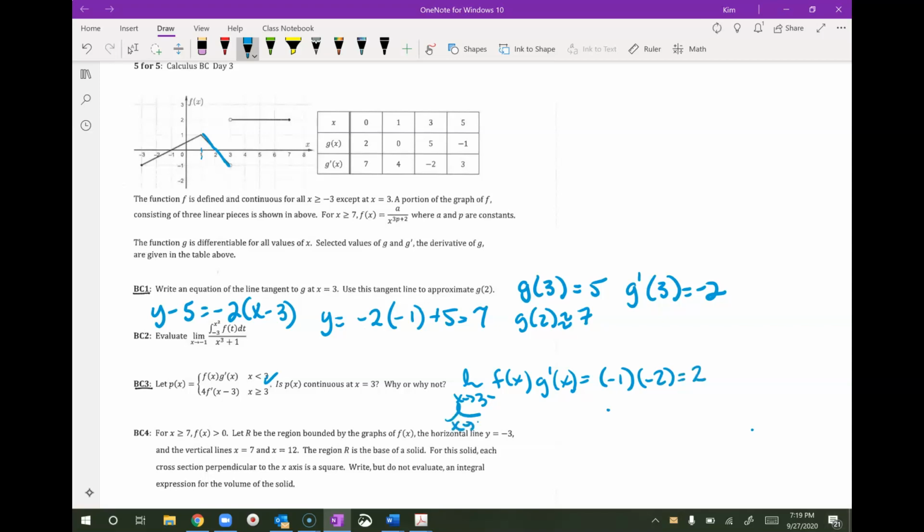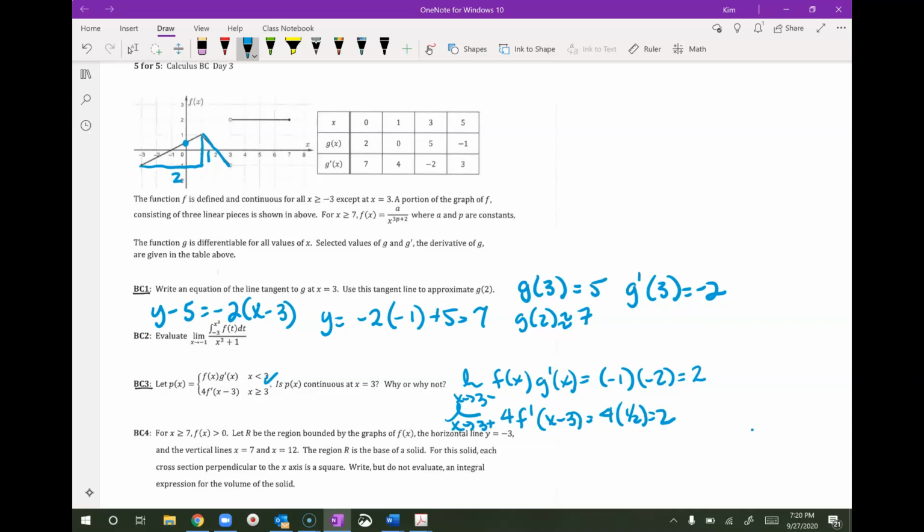Our limit as x approaches 3 from the right then would be of 4 times f prime of x minus 3. So f takes us over to the graph, and as x approaches 3 from the right, when we plug in 3, that's f prime of 0. F prime of 0 is right here. We want the slope of the line right there, and it looks like our slope is 1/2. So 4 times 1/2 is 2. So our limit exists, and our limit is 2.